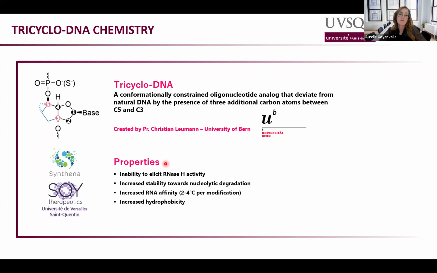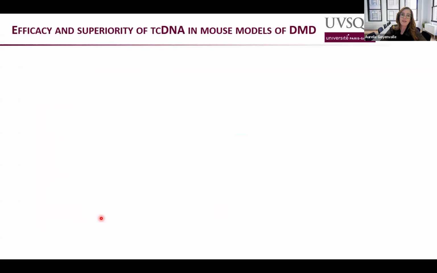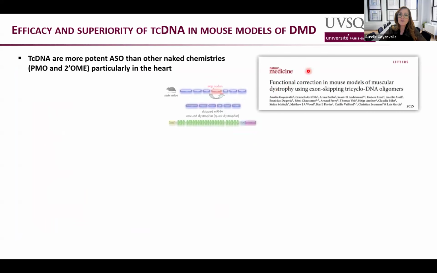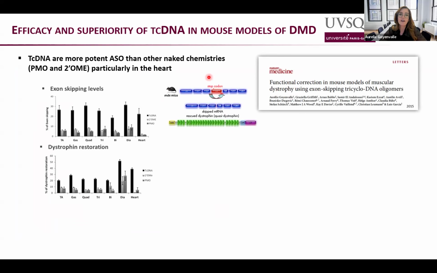It has specific properties, in particular an increased stability towards degradation and an increased RNA affinity, which makes this particular chemistry particularly interesting to be a therapeutic antisense oligonucleotide. So nowadays, these oligos are exclusively produced by SQY Therapeutics, which is also based at the University of Versailles. And several years ago already, we've demonstrated the superiority and the potency of this chemistry in the mdx mouse model.